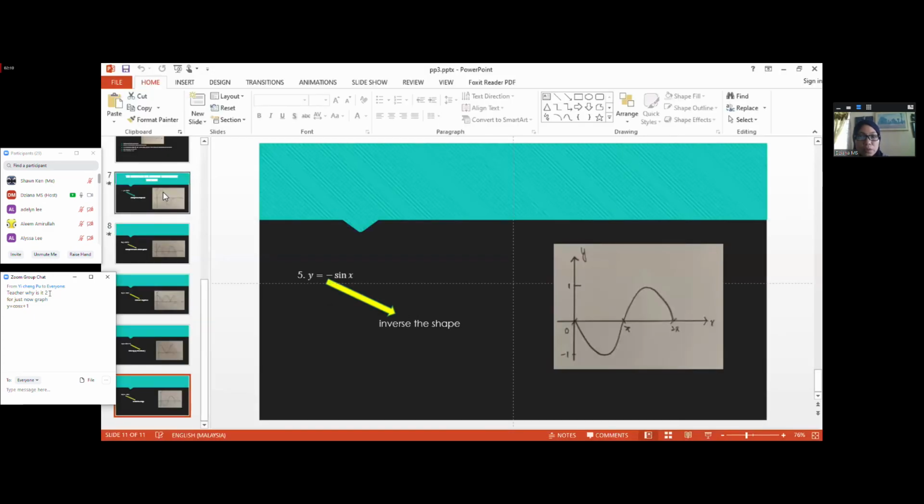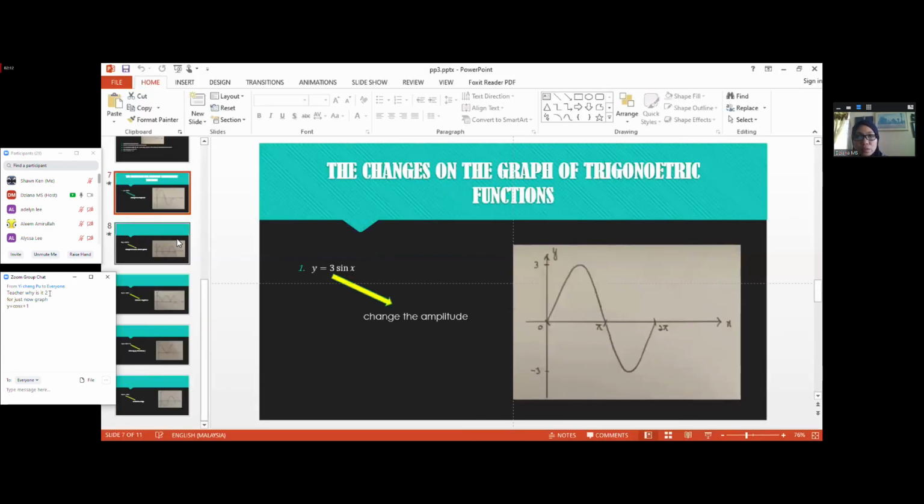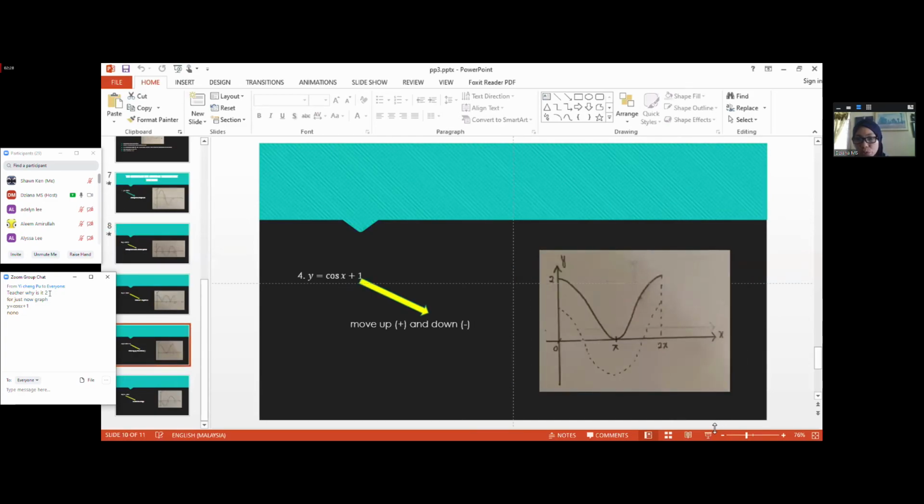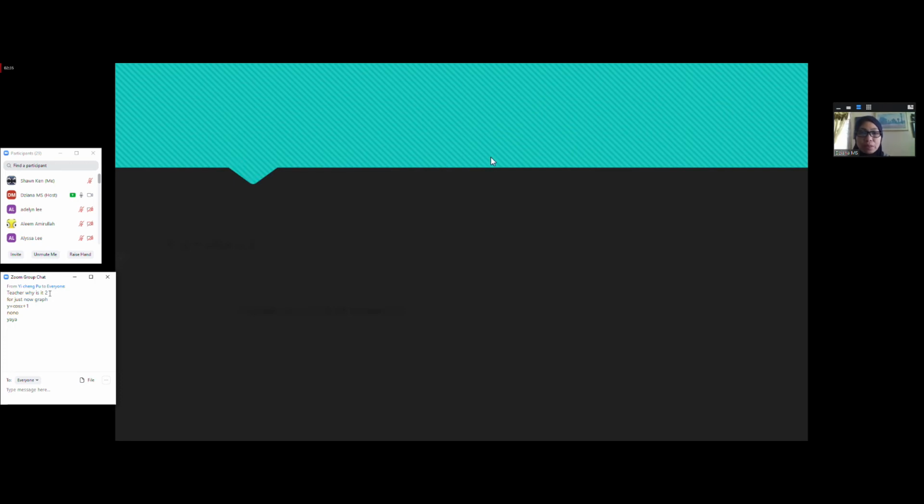Is it for this one? This one. Cos x plus 1. Oh, cos x plus 1. Oh, okay, this one. Okay, why is it 2? You mean for the maximum graph, right? This one. For the maximum value, is it? Why does it become 2?